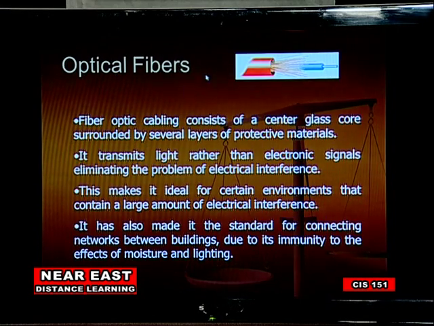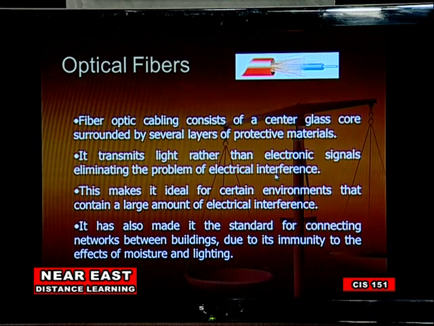Optical fibers, let's see here. Fiber optic cabling consists of a center glass core surrounded by several layers of protective materials. As we said before, it is like coaxial cable, the same thing also, but these are different, tinier or smaller. The difference between them is whether they send the data fast or slowly. So it depends on the cables or the internet or the satellite. So these are the cables. It transmits light rather than electronic signals.